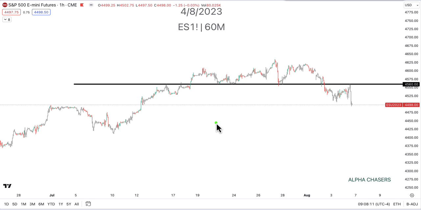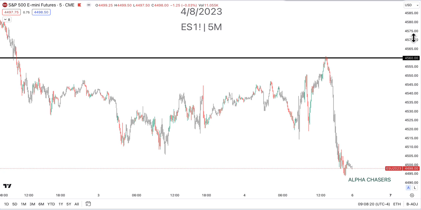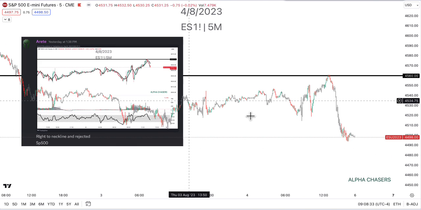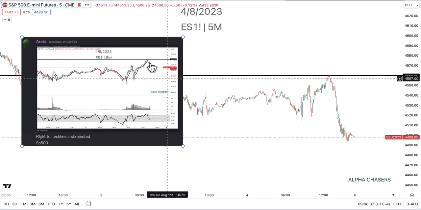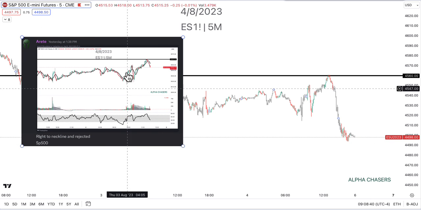Well, I'm not going to look at this on an hourly chart. If you want to pay attention to something, you pay attention to it. So then you start dropping to lower levels. And that's exactly what we did. Now, I'm dropping this in from the community just so you can see this is where we talked exactly about this. We're at that level, neckline and rejected S&P.